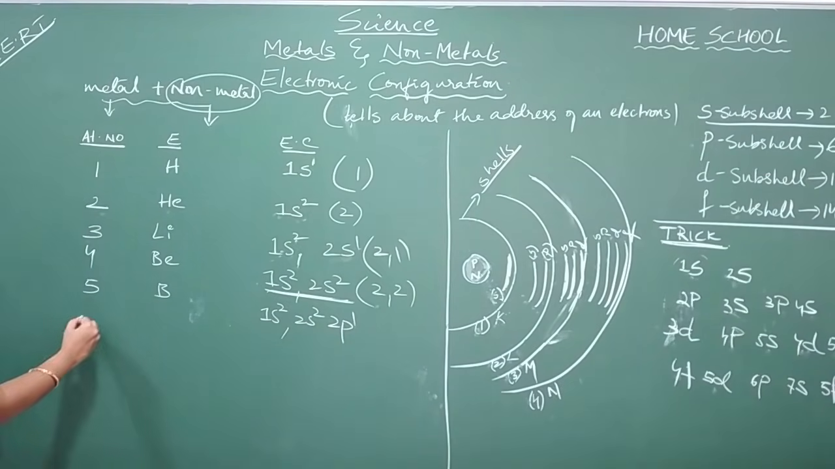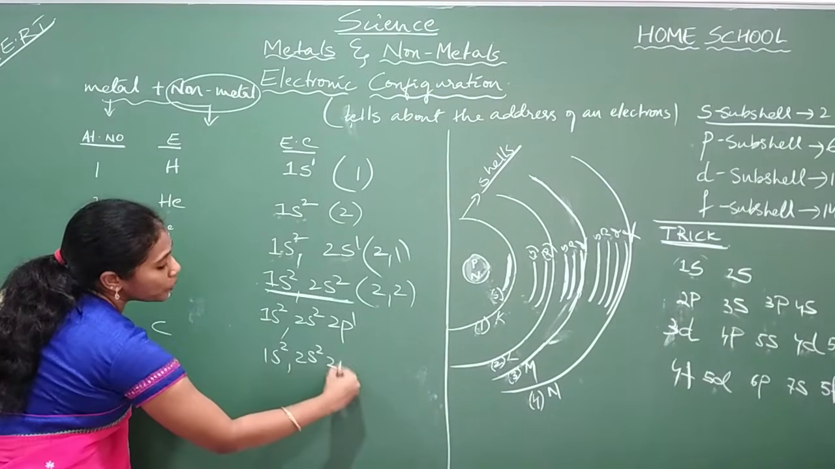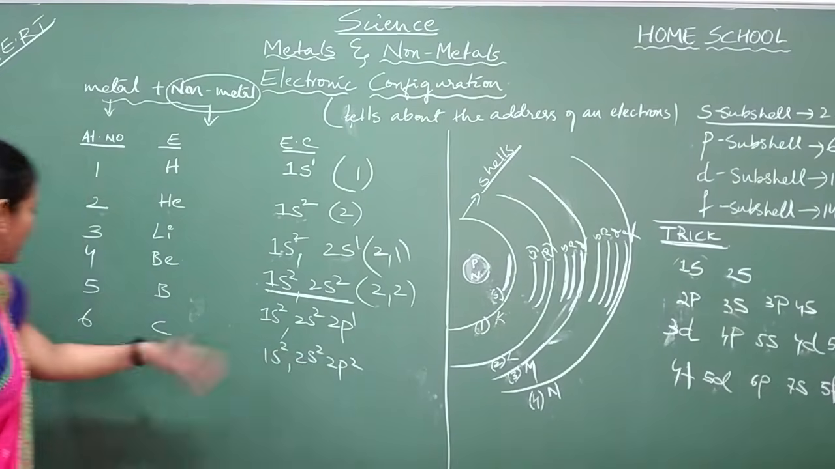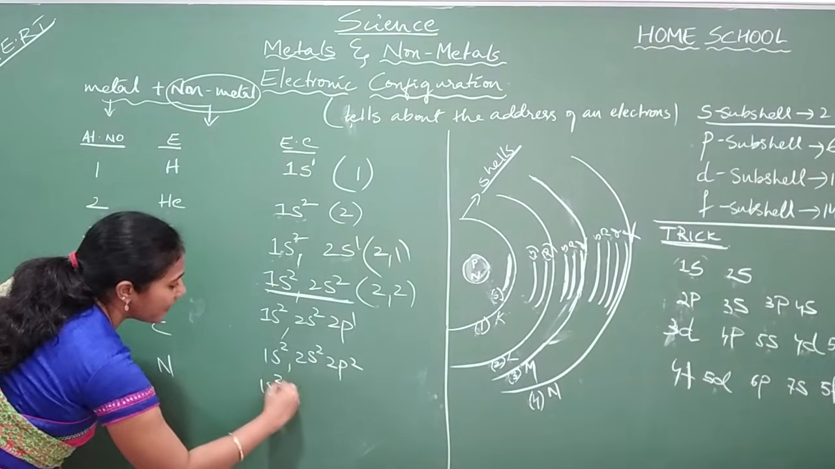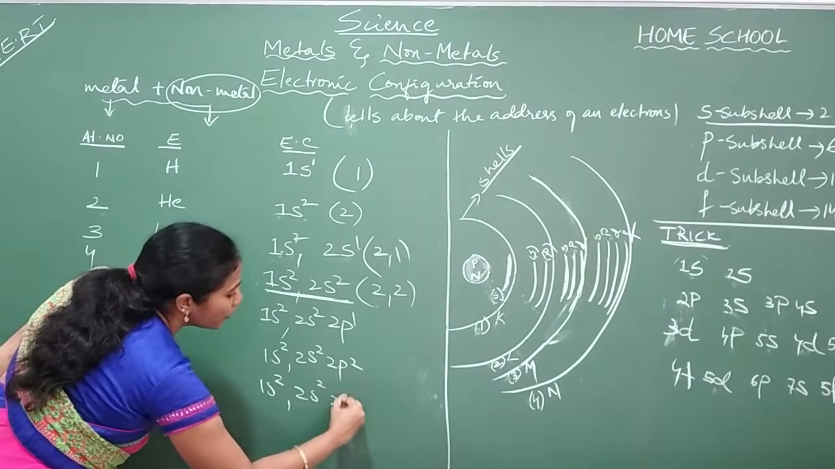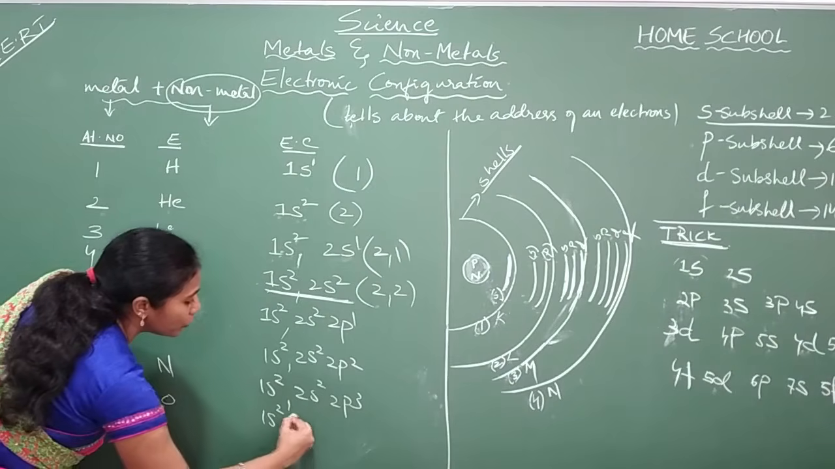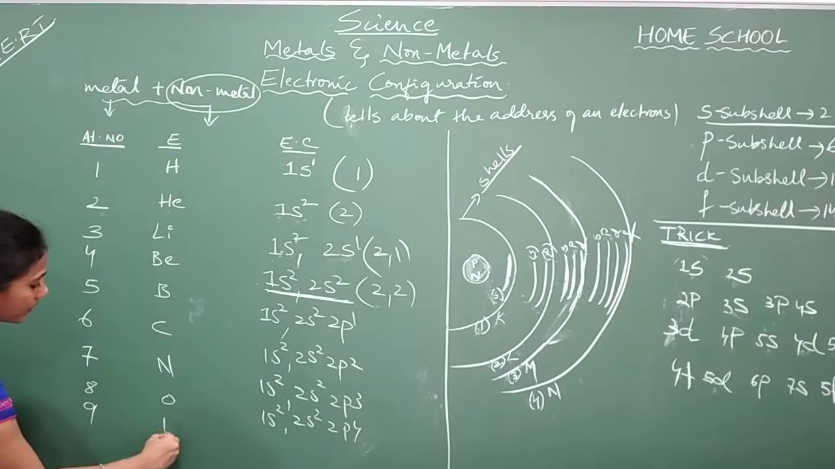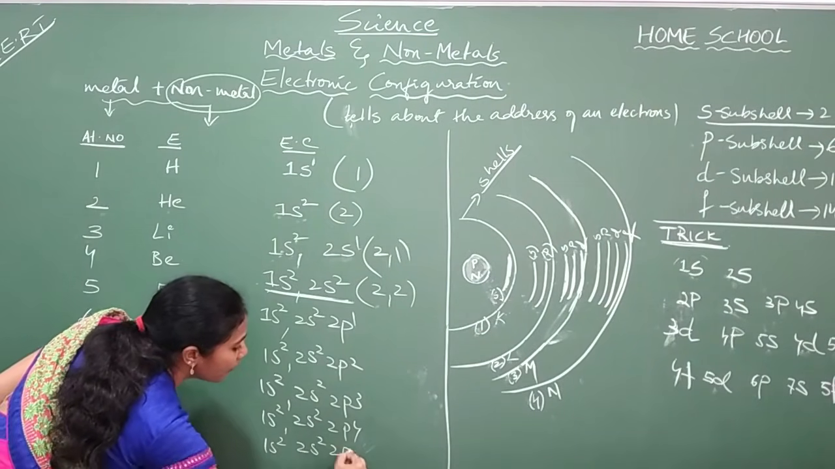And the sixth element, carbon. Very important element. What is its electronic configuration? 1s2, 2s2, 2p2. Yes or no? So 6 electrons: 2 plus 2, 4, 5, 6. Next element, seventh element, nitrogen. Electronic configuration 1s2, 2s2, 2p3. Eighth element, oxygen: 1s2, 2s2, 2p4. Ninth element, fluorine: 1s2, 2s2, 2p5.